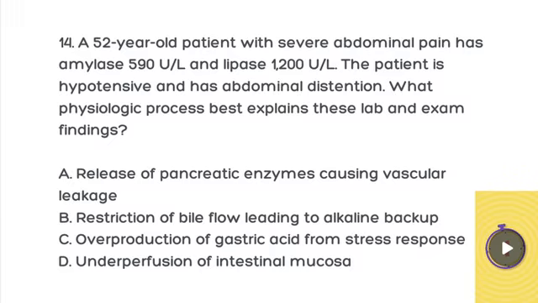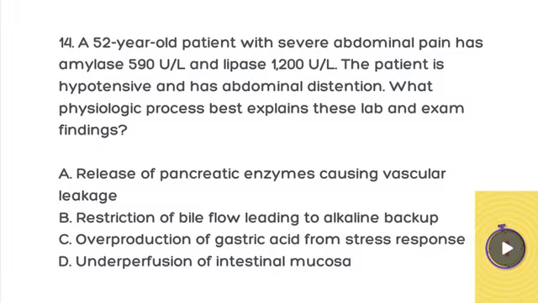So the correct answer for question number 14 is letter A. Enzyme-mediated autodigestion plus your vascular leakage is going to give us hypotension. B is definitely incorrect because it would cause jaundice, not profound hypotension. C is incorrect because acid production doesn't really explain elevated enzymes. And D is also incorrect because ischemia would not produce high lipase level.